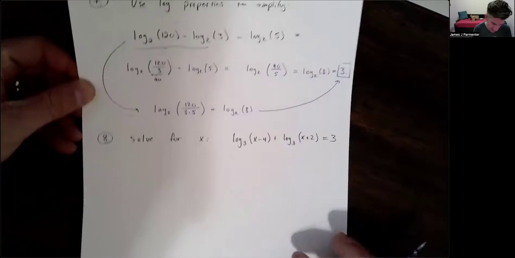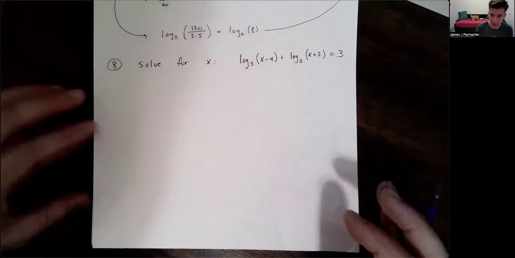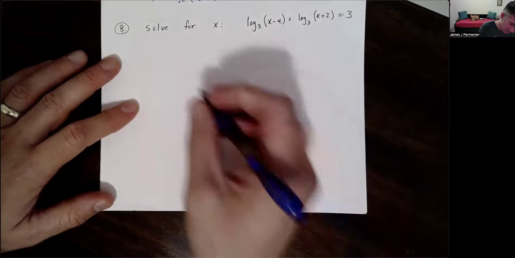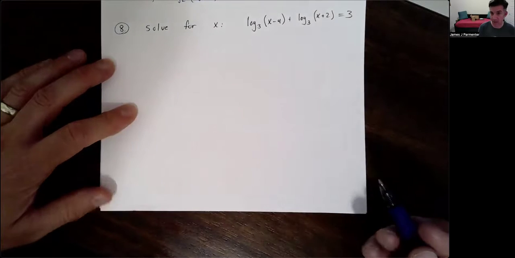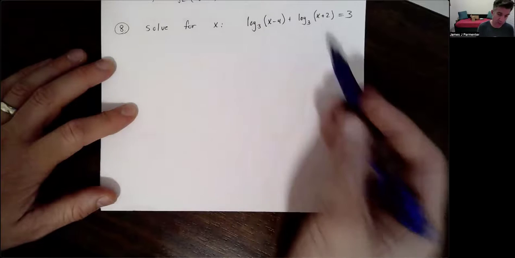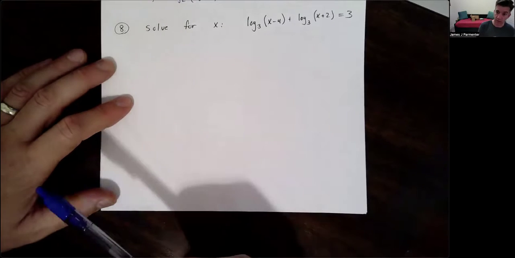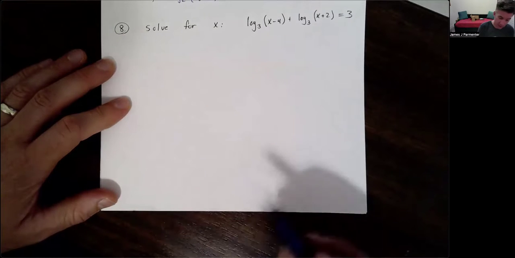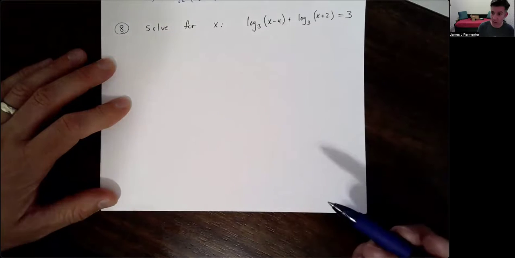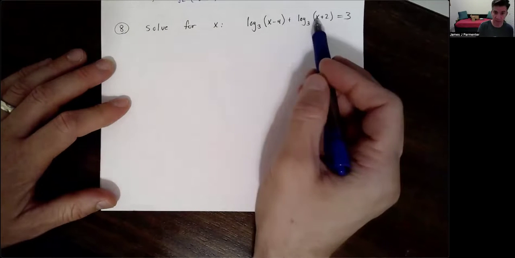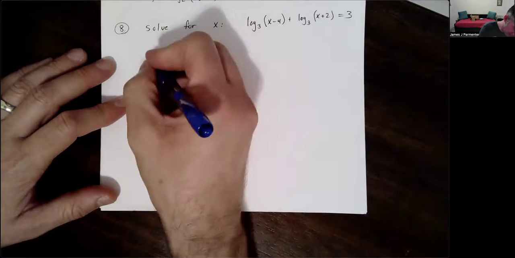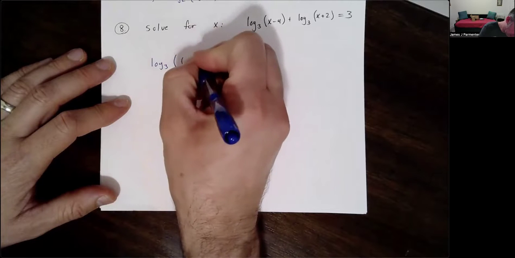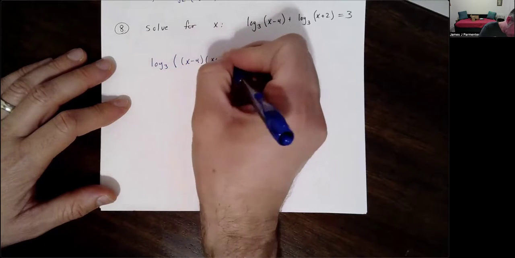All right, let's look at this example. Solve for x, where we have log base 3 of x minus 4 plus log base 3 of x plus 2 equals 3. Like I said before, when you have a logarithmic equation with more than one logarithm, you want to combine those logs using either the product rule or the quotient rule, where the logarithm of a product is equal to the sum of the logs. So the sum of the logarithms is the logarithm of the product of x minus 4 and x plus 2. So here we're going to say that log base 3 of x minus 4 times x plus 2 is equal to 3.